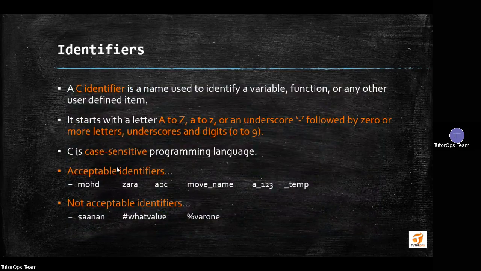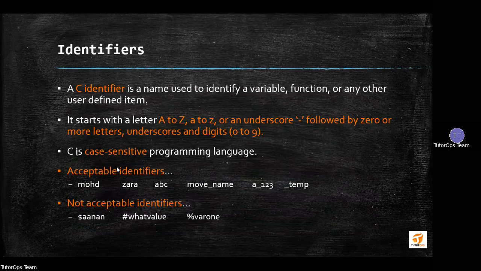Identifiers. An identifier is a name used to identify a variable, function, or any user defined item. It should start with the letter A to Z or small a to z or an underscore, followed by zero or more letters, underscores and digits.